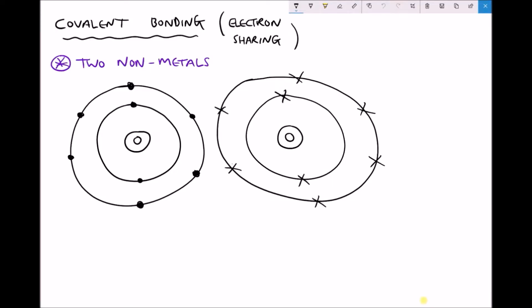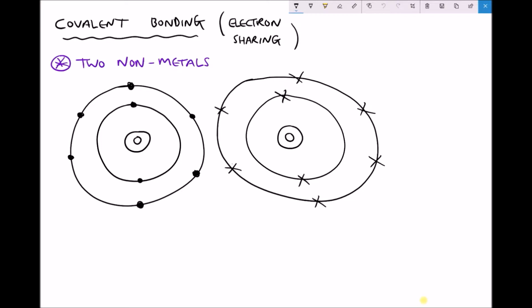In this video, we're going to look at a second bonding mechanism, and this time we're going to look at the bonding mechanism known as covalent bonding. Now, I've made a note alongside the title here that covalent bonding is the sharing of electrons, and we'll see what we mean by that in a moment. And this type of bonding typically occurs in two nonmetals.